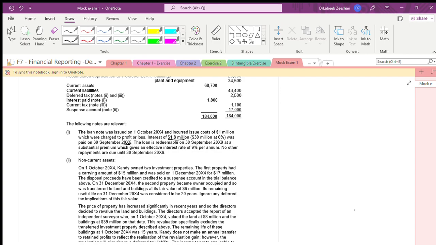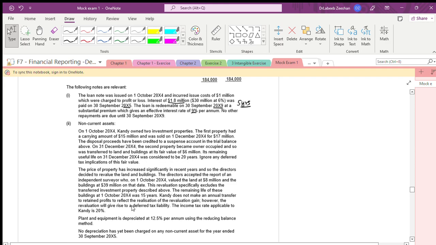It is redeemable after how many years? It is redeemable after 5 years. Okay, they have mentioned it is redeemable after 5 years? No, they have not mentioned anywhere 5 years. The effective rate of interest is 9%. No other payments are due. Fine. Next, non-current assets.